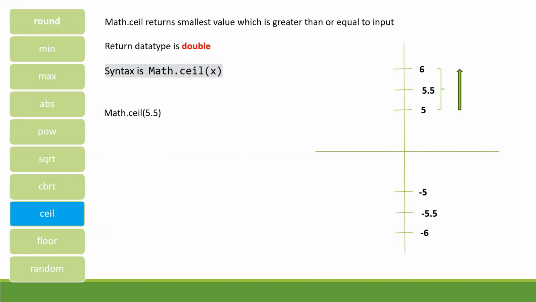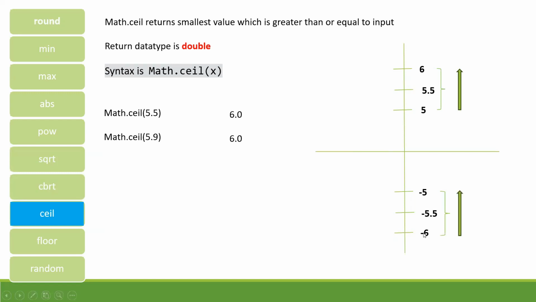So if I say math.ceil 5.5, looking up, what is the closest whole number that I find? I find 6, data type double, so 6.0. Another difference between math.round and math.ceil is that round will always give you an integer value, whereas math.ceil will give you a double value. Math.ceil 5.9, 5.9 is somewhere over here. Looking up, the closest whole number it finds is 6. Data type is double, so 6.0.